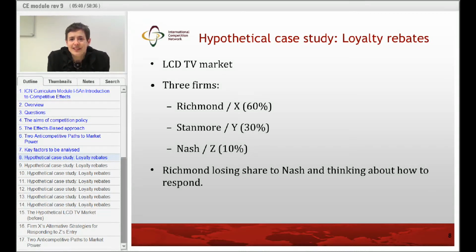Now, let's introduce a hypothetical case to see how competitive effects analysis might arise in practice. The case involves 3 hypothetical companies in the LCD TV market: Richmond, Stanmore and Nash. Richmond is the largest firm in the market, but it's been losing share to Nash, a recent entrant who's been competing aggressively on price. Richmond is thinking about how it might respond. This next scene features a meeting between Richmond's CEO and the Vice President of Marketing.